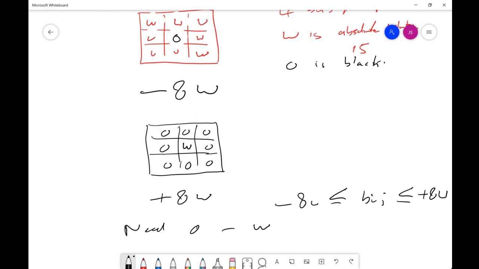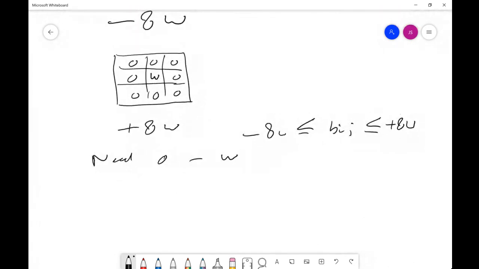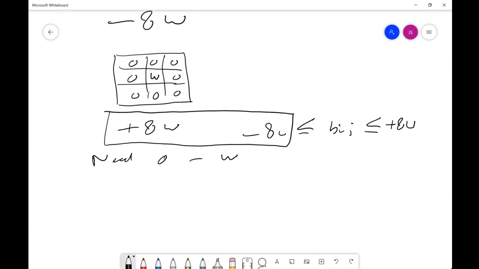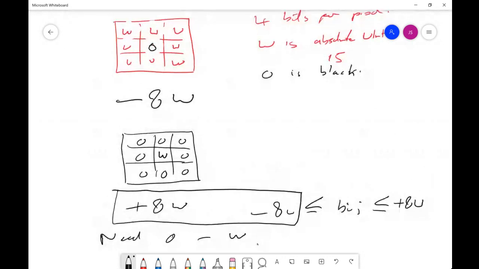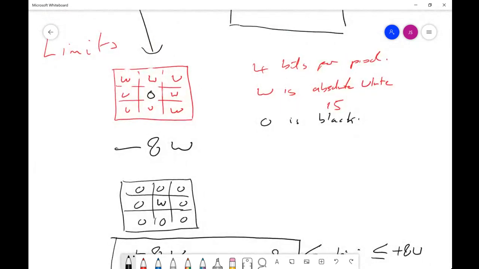Now, you might think, and I'm not going to write this down because it's wrong, you might think a correction factor would be to take this and add 8W to it, which will give you a range of 0 to 16W, and then divide by 16 and you're down to 0 to W. It would work in principle, but go back to the conditions where you would get these extreme outputs.